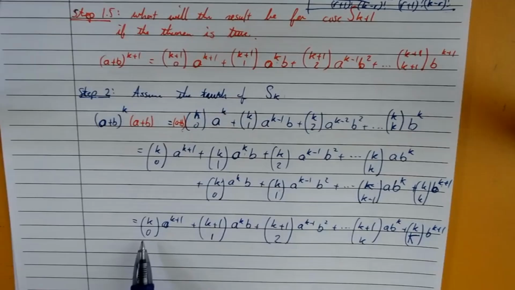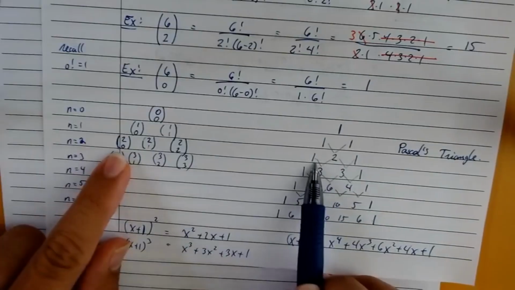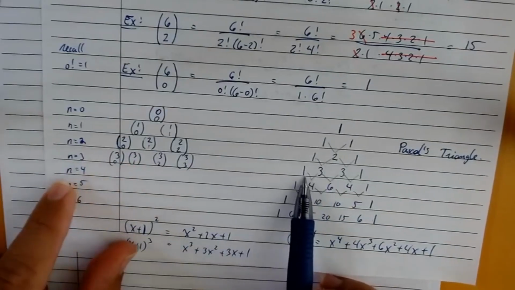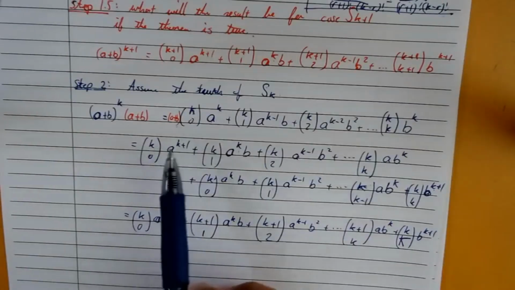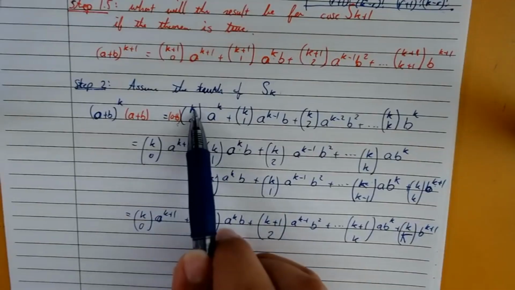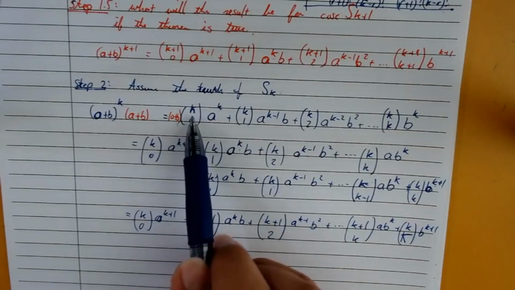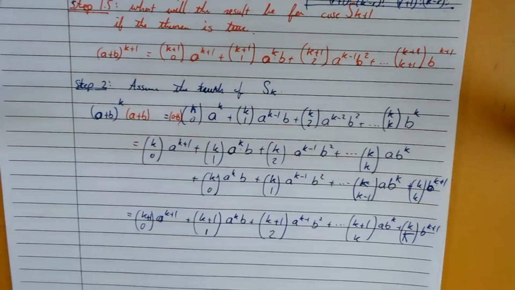Remember that when you choose 0, you always get 1. Notice over here, 2 choose 0 is 1. 3 choose 0 is 1. 4 choose 0 is 1, always. Oh, so right here, k choose 0 is the number 1. So if I had a different number here besides k, it would still be 1. So you know what? Why don't I just call that k plus 1 choose 0?